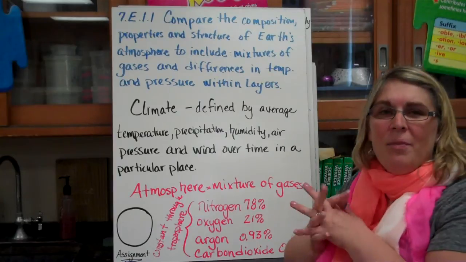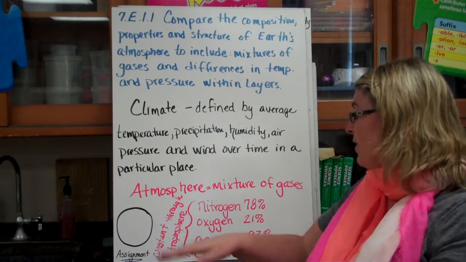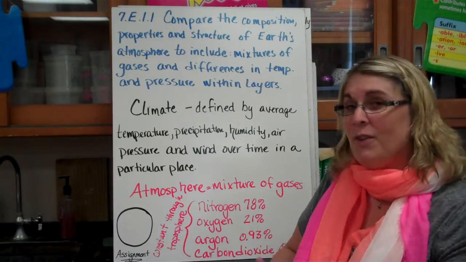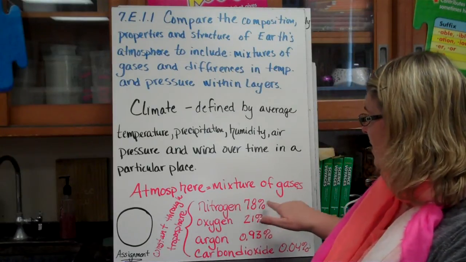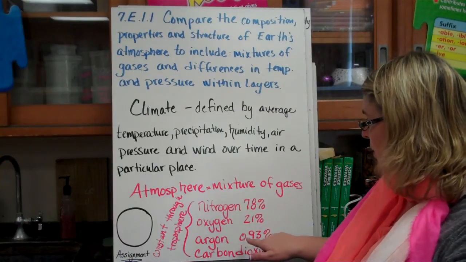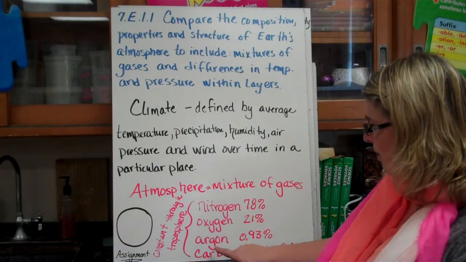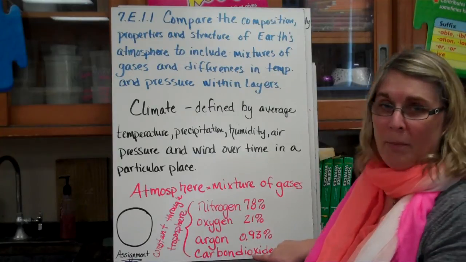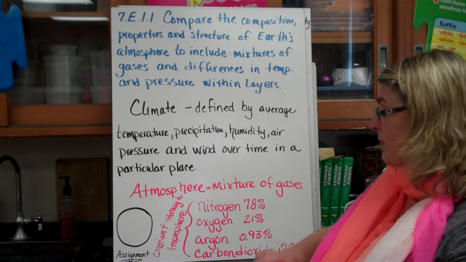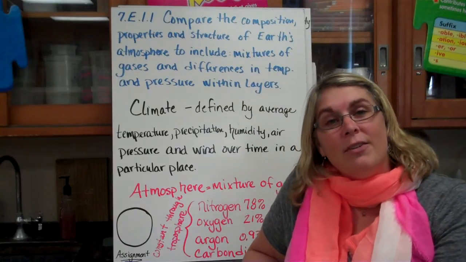Now, when we talk about a lot of weather things, we're looking at atmosphere. Atmosphere is actually the mixture of gases that you find in the atmosphere. And what are those gases? You have 78% of it is nitrogen, 21% is oxygen, 0.93% is argon, and CO2, or carbon dioxide, what you breathe out, is actually 0.04% of the atmosphere.